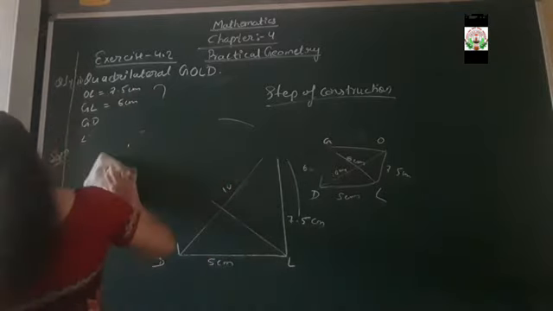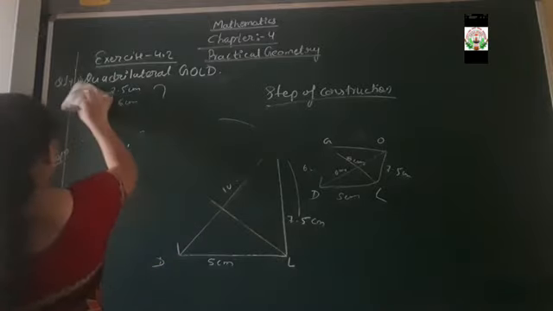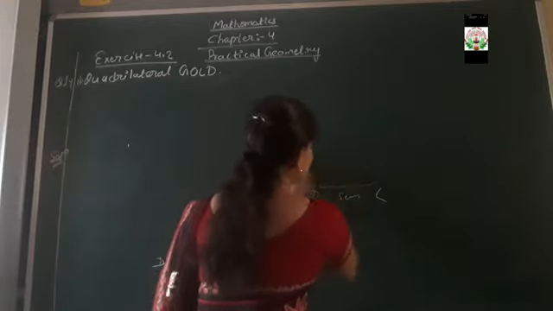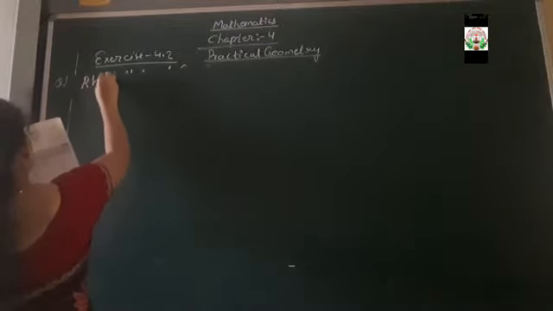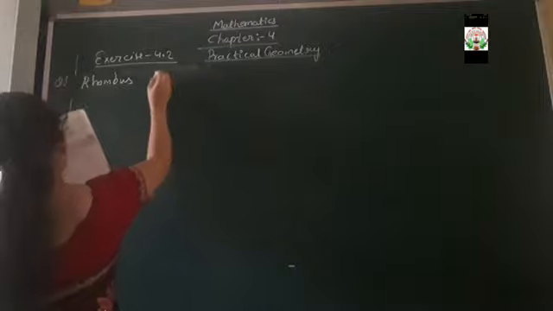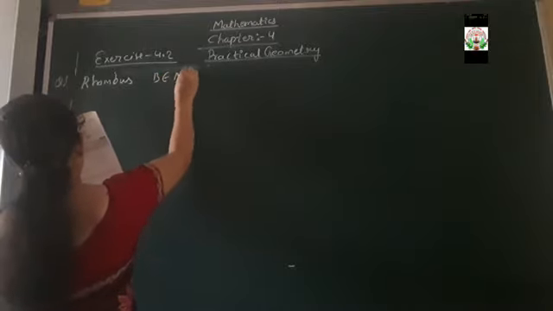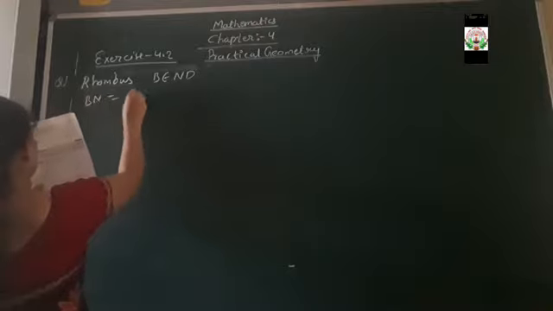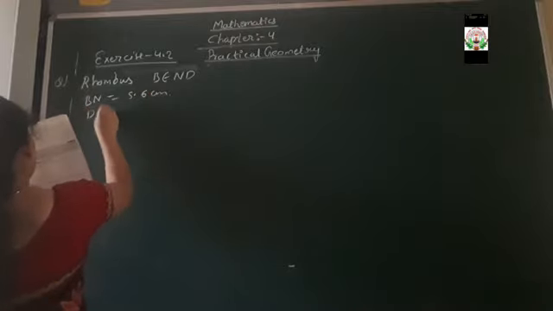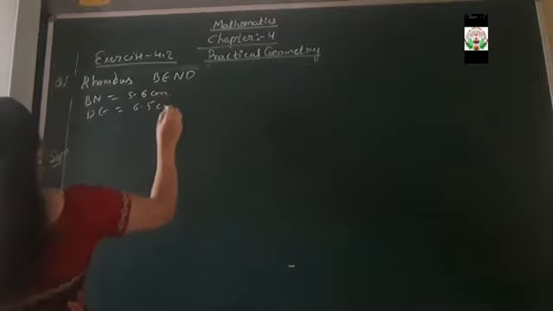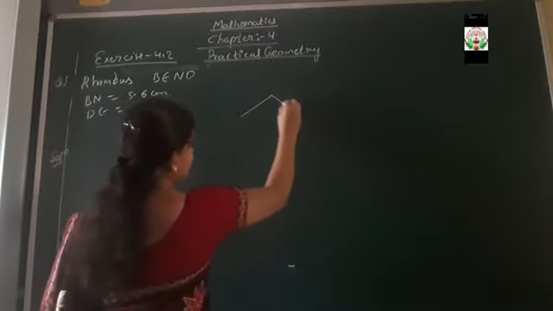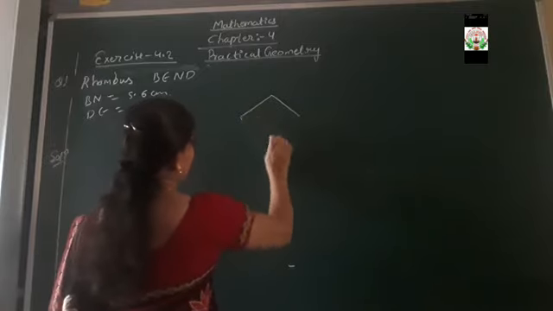Now next question number 3 is your homework. Try to do the third question. I will just explain you how to do that question. Okay? Here in this third part, it is asked to construct a rhombus. What is asked to construct? A rhombus is asked to construct whose measurement is given as BN is equal to 5.6 centimeter, DE is equal to 6.5 centimeter. And as you know that the rhombus, all the sides are having the equal measurement.